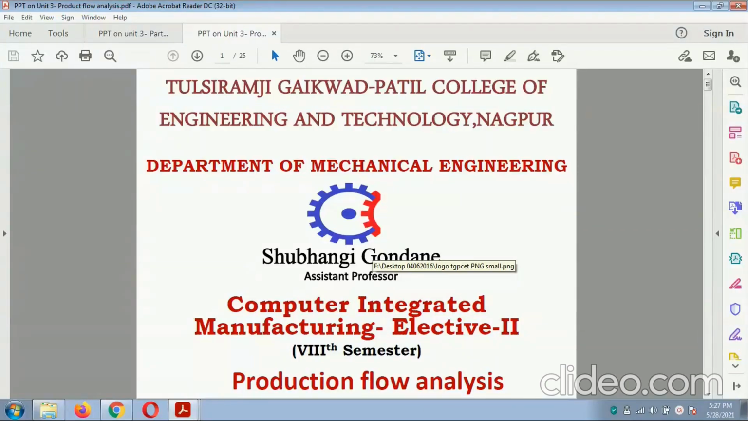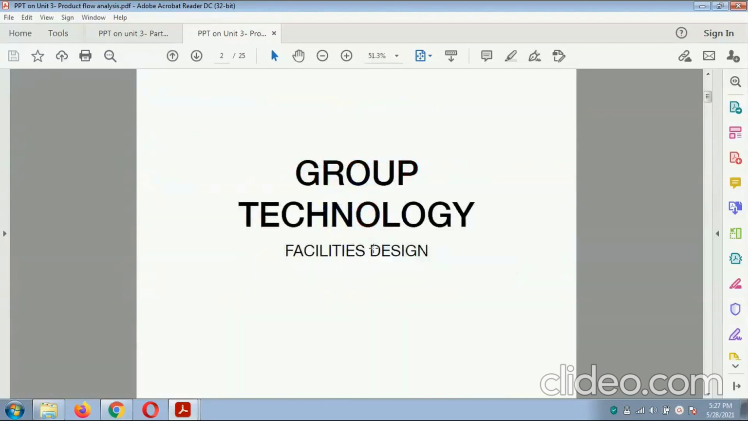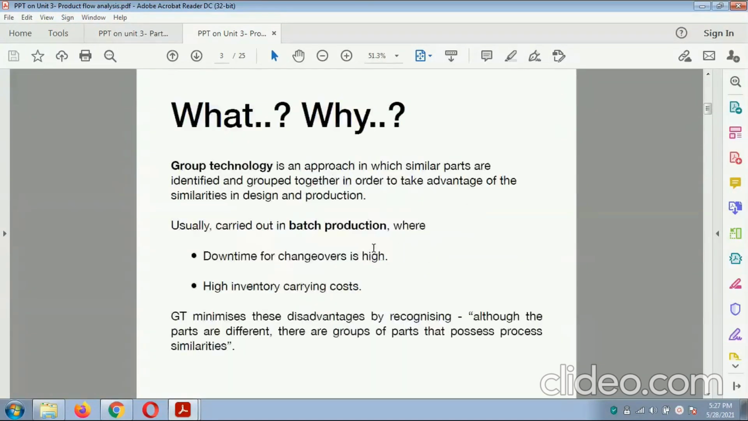Today we study production flow analysis. Group technology is facility design. Group technology is the approach in which similar parts are identified and grouped to take advantage of similarity in design and production.